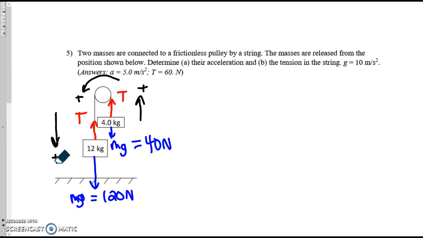Okay. Next, we write down Newton's second law, F net equals ma. We are going to apply this equation to both of the two objects. We'll add the forces acting on the 12 kilogram mass and the forces on the 4 kilogram mass. But we have to write 2 equations because they're 2 different objects. Alrighty, here we go.